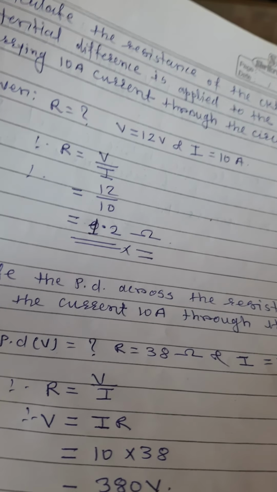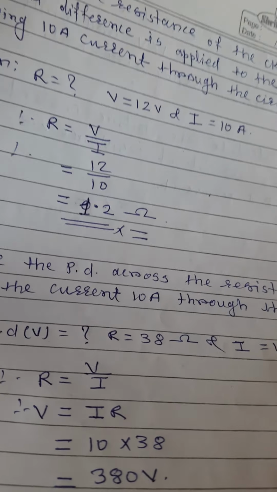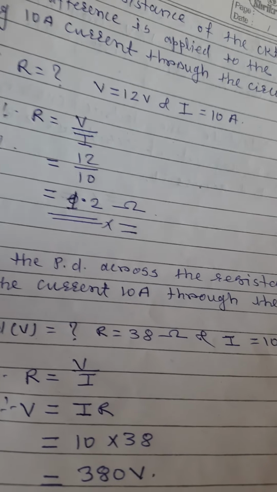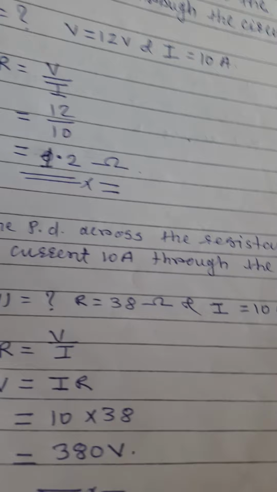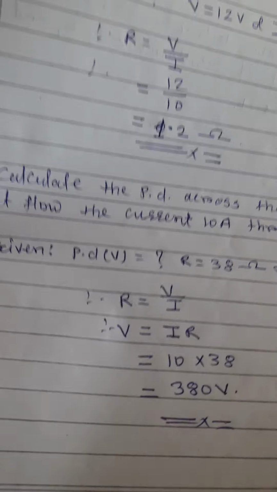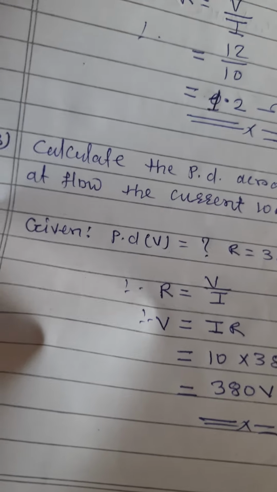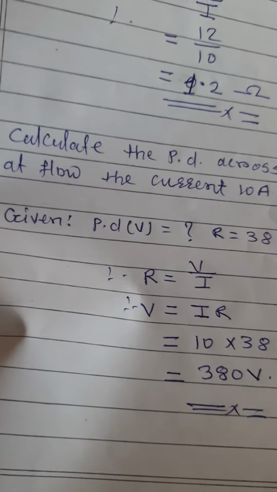Then calculate the potential difference. Given is a resistance of 38 ohm and a current of 10 ampere. So current and resistance are given, and you can calculate the voltage, or potential difference. So V is equal to IR, and putting in these values you can calculate 380 volt.